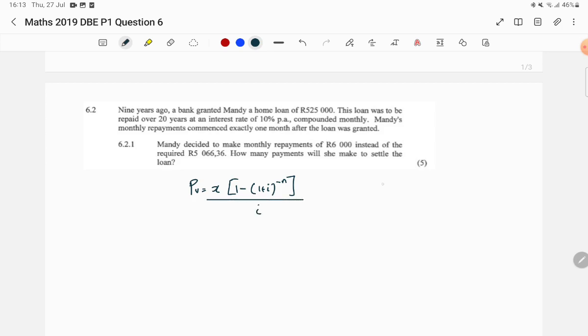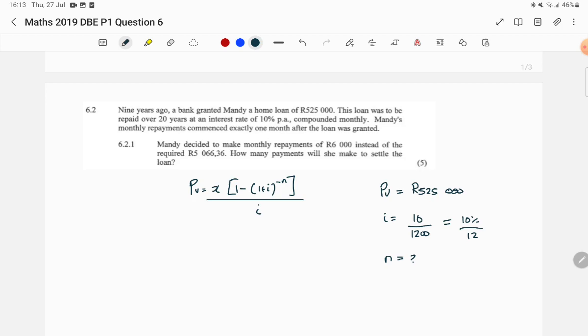And we know that our value that we are repaying back is 525,000. Our interest rate is 10% compounded monthly, or you can even write it as 10 over 12. And our time frame, well, that's what we need to calculate. Although it's to be repaid over 20 years, she's making payments of almost 1,000 more than she's supposed to, so that is what we need to figure out.